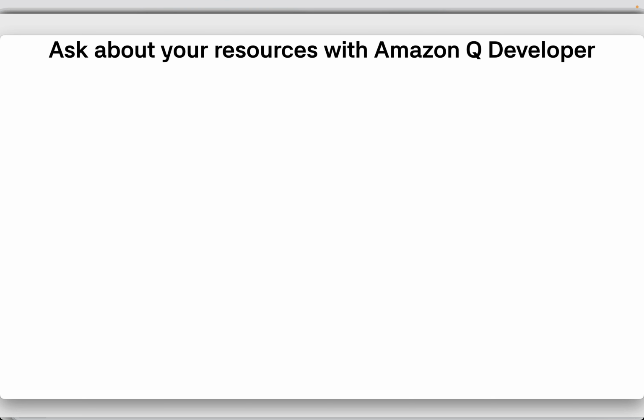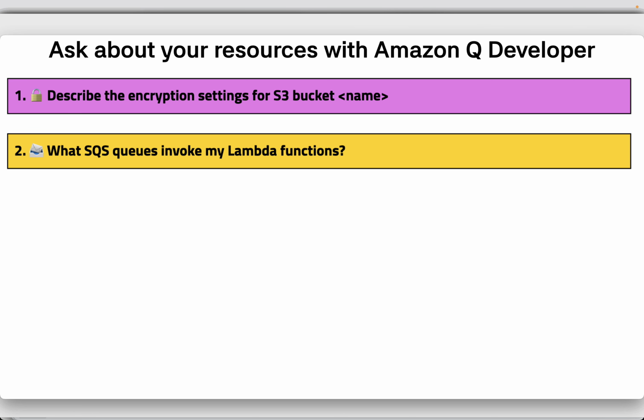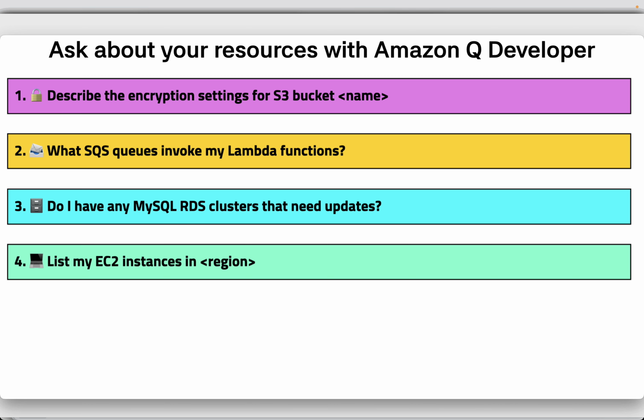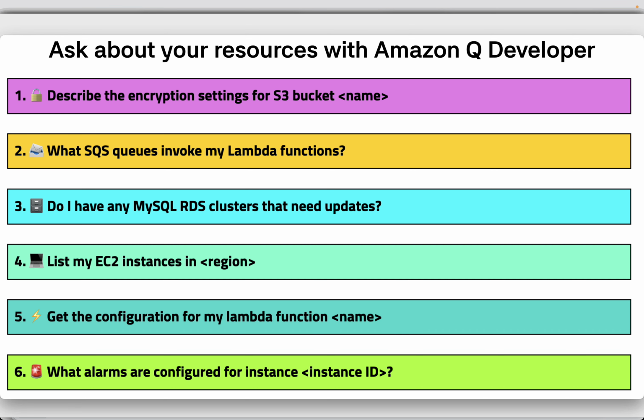So these are some sample questions you can ask about your resources with Amazon Q Developer. For example, describe the encryption settings for S3 bucket name. What SQS queues invoke my Lambda functions? Do I have any MySQL RDS clusters that need updates? List my EC2 instances in this particular region. Get the configuration for my Lambda function name. What alarms are configured for instance, and you can provide the instance ID.